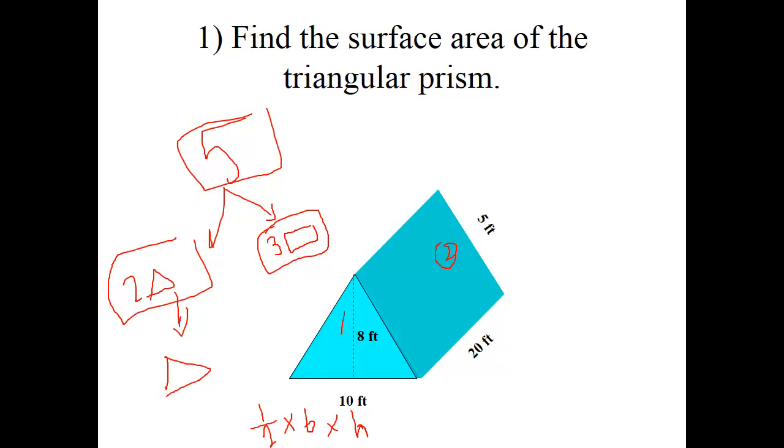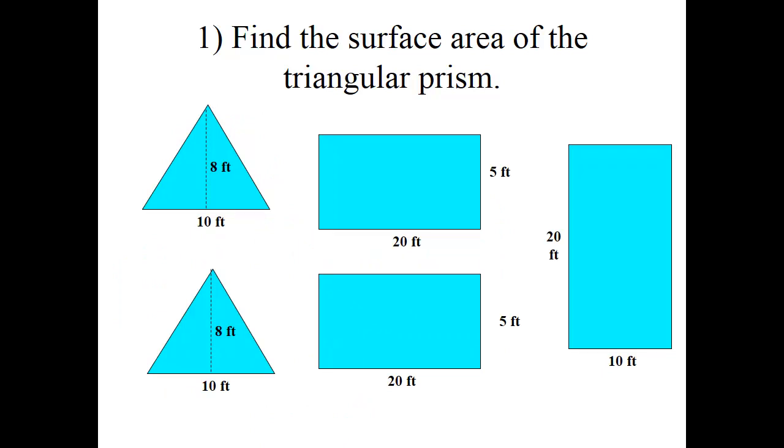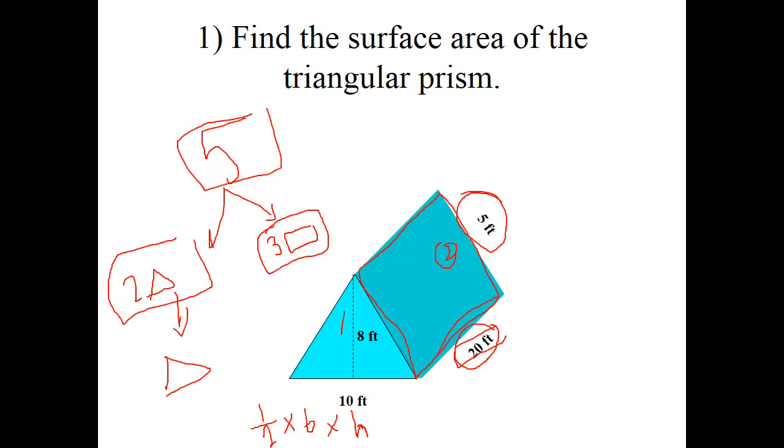So let's see the rectangles. The length of this rectangle is 20 and the width is 5. The same with the opposite rectangle: the length is 5 and the width is 20. So both rectangles are 5 and 20. But the bottom side, which is this one, the length is 20.